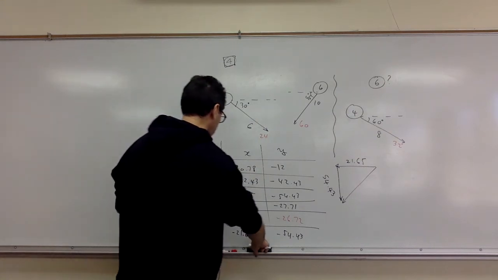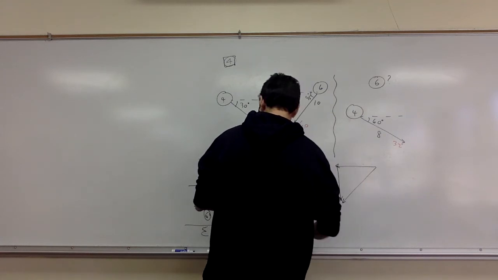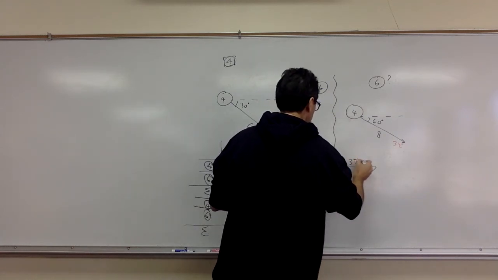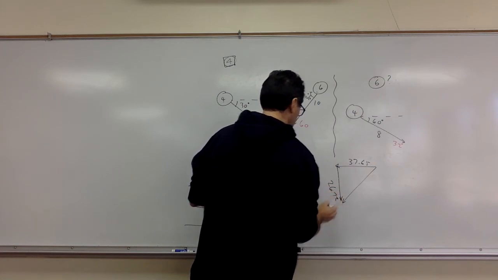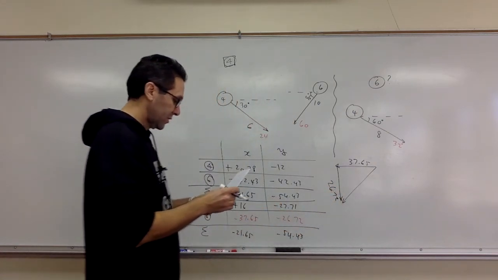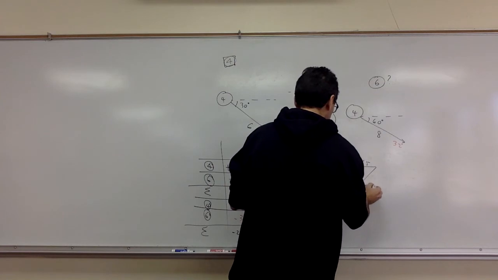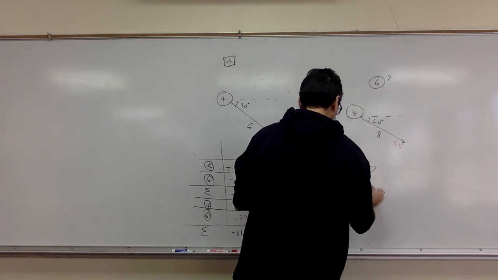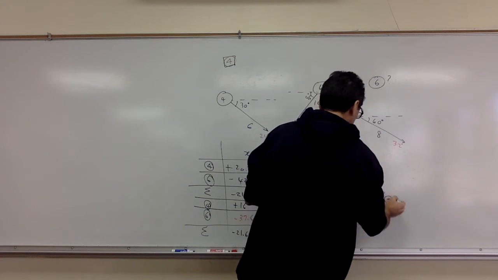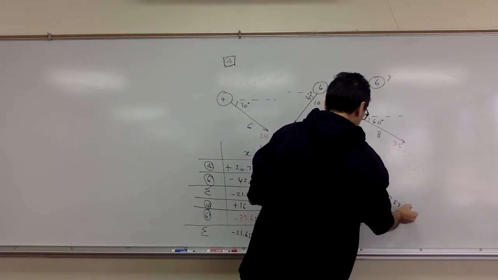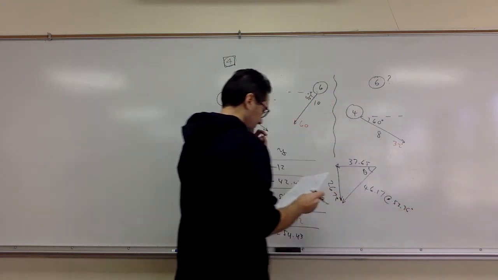Oh, I copied that one. I mean, 37.65 and 26.72. Now, if you do your Pythagorean theorem, you should get this momentum as 46.17. You can find out that angle is, and that should be 53.36 degrees south of west.